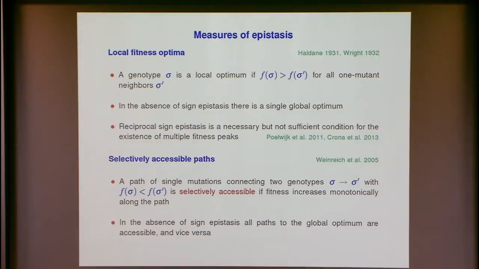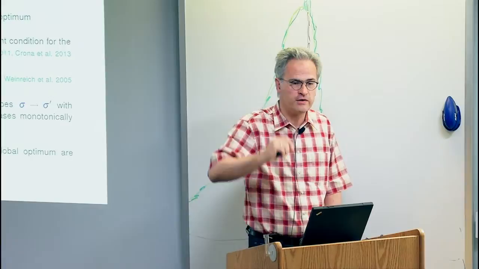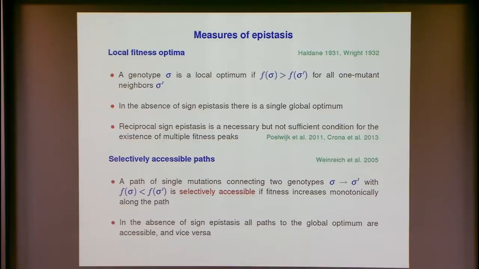which is based on this notion of selectively accessible path introduced by Weinreich, where we say that a path connecting two genotypes, where the initial genotype has lower fitness than the final one, is called selectively accessible if fitness increases monotonically along the path. So this is a notion that is based on the idea that you're in some sort of strong selection weak mutation regime where mutations can only fix if they are beneficial, and then a population can evolve along such a path only if it's monotonically increasing. And a nice feature of this notion is that there's a one-to-one correspondence with the existence of sign epistasis. So if there is sign epistasis, then there are some paths to the global maximum that are not accessible, and vice versa, which was also proved by Weinreich and collaborators.